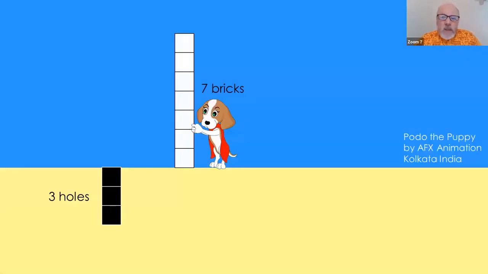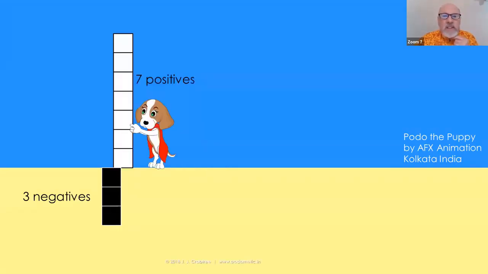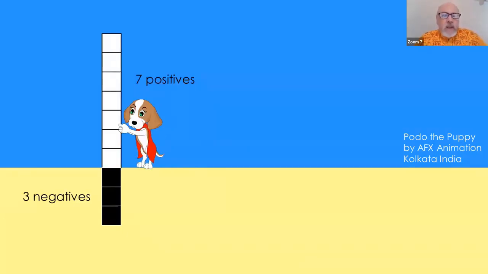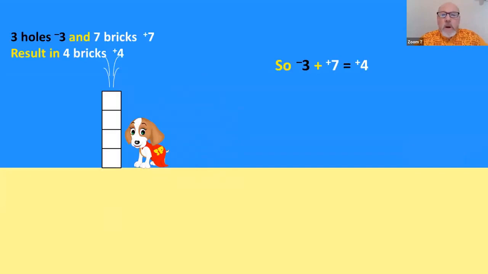So back to Podo the puppy. Podo has got 7 bricks and she's got 3 holes. So let it rip, Podo. She's moving the bricks over. She's adding +7 and -3. So there she's got 7 positives, or +7. She drops them in the hole, and what you see is what you get. It's a WYSIWYG sort of maths pedagogy where 3 holes and 7 bricks results in 4 bricks, or -3 and +7 results in +4.